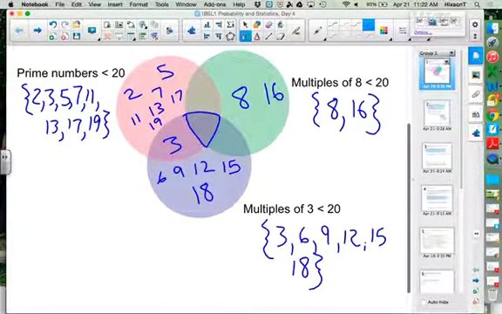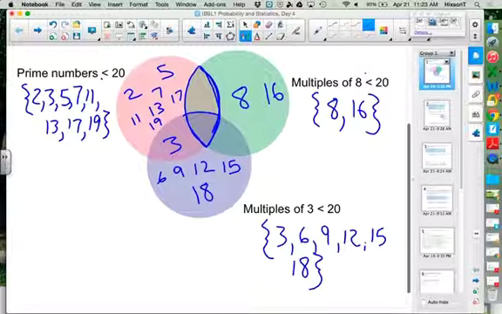Okay? So question. Are the prime numbers and the multiples of 3 mutually exclusive? No, because it's possible to be both if you're at 3. Okay? Are the prime numbers and the multiples of 8 mutually exclusive? Yes. Okay? The intersection of those two sets is empty, so prime numbers and multiples of 8 are mutually exclusive. Okay? How about multiples of 8 and multiples of 3?